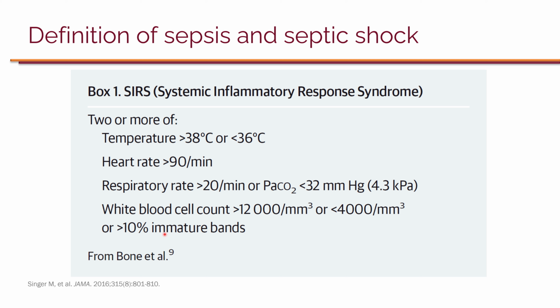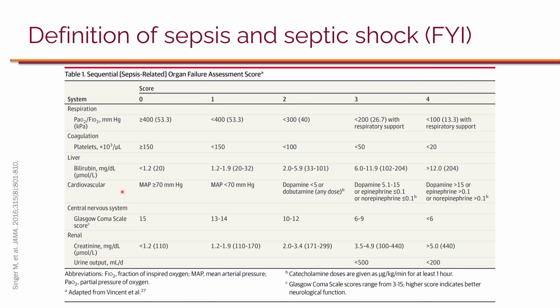Alternatively, you can look at the immature white blood cells. If the percentage of immature cells is more than 10%, that's also an indication of this inflammatory response. So if the patient has 2 of these 4 things, it is considered a positive SIRS criteria.